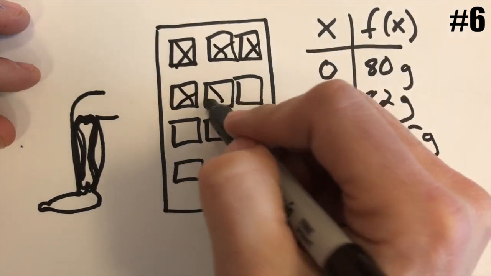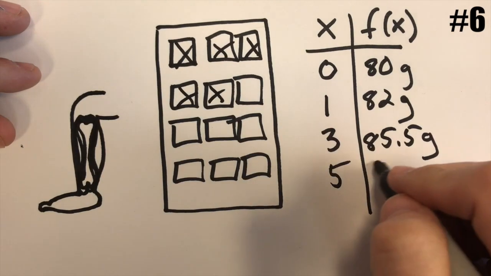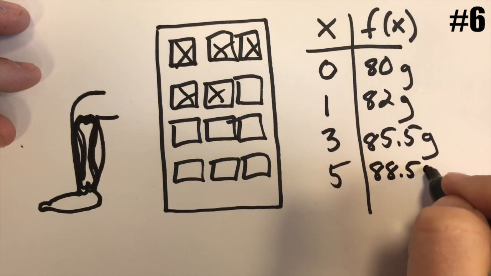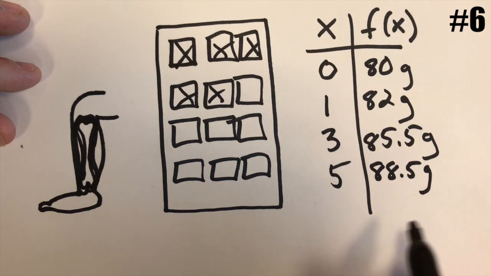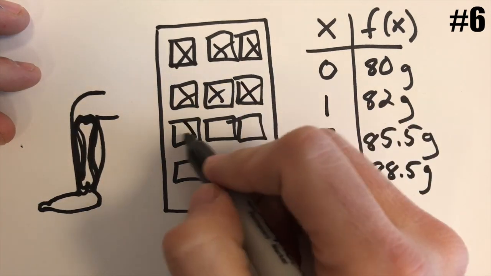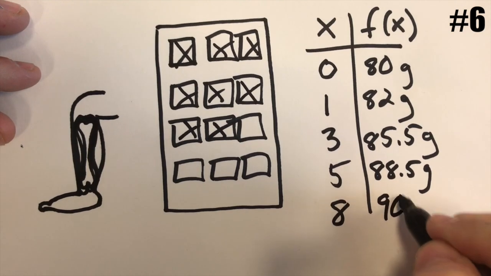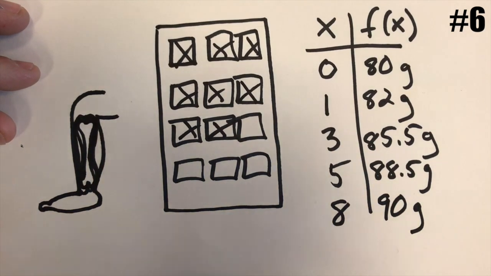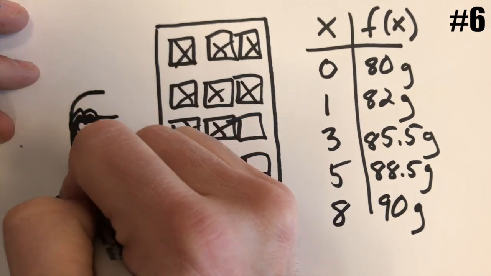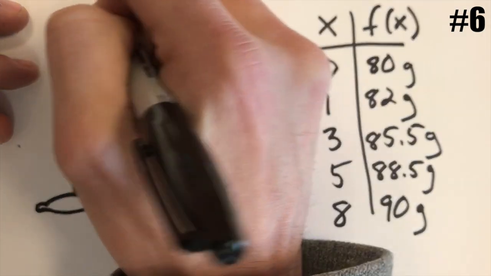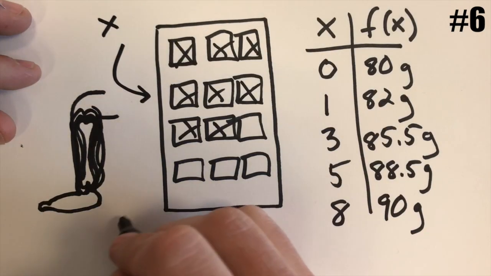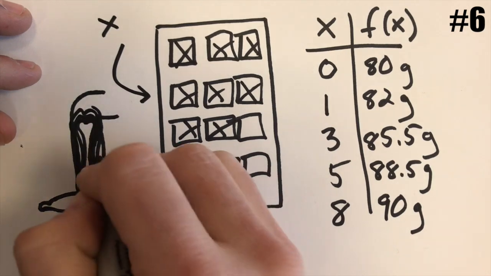Now 2 more months go by, 5 months, 88.5 grams. And finally, after 6, 7, 8 months, we're talking about a shin bone that now weighs 90 grams. So if x, again, is the time in months, and f of x is the mass of that shin bone.